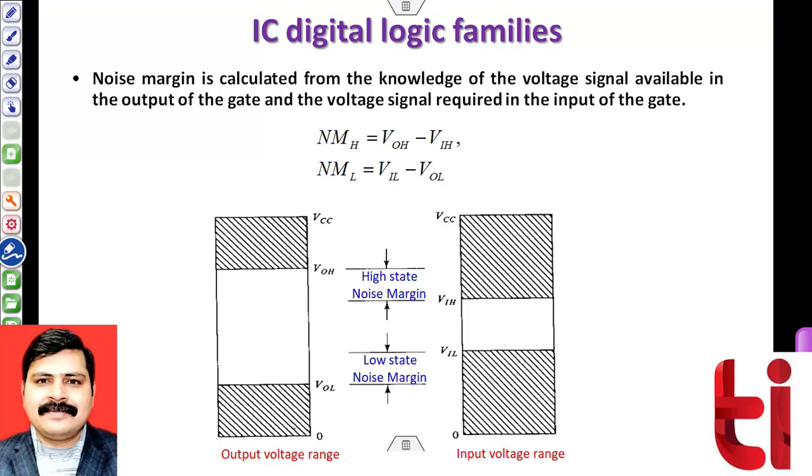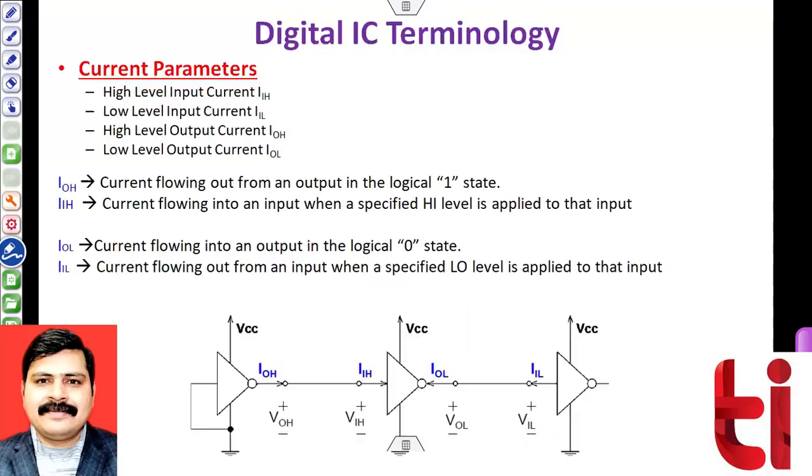Likewise, for the low logic, what is the noise margin? My noise margin for low logic is VIL minus VOL. That means the input low level minus the output low level. So this is the range of my noise margin for the lower level.